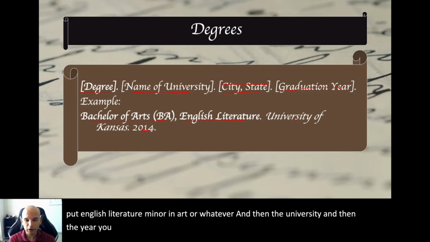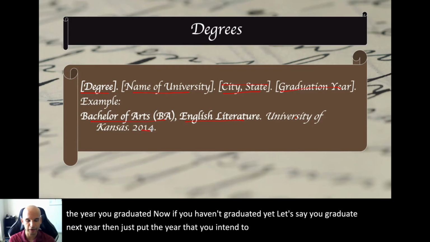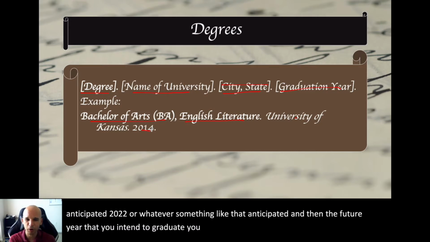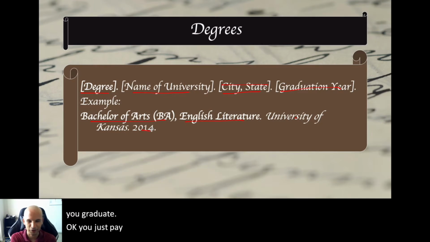Now, if you haven't graduated yet, let's say you graduate next year, then just put the year that you intend to graduate. You can put anticipated 2022 or whatever, something like that. Anticipated, and then the future year that you intend to graduate. You should have a pretty ballpark idea of when you graduate. You just pay attention to your course of study and all that stuff.